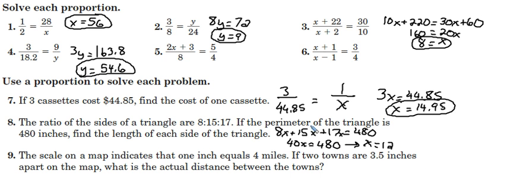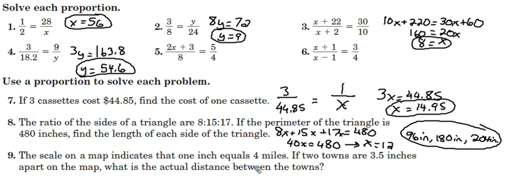We go back and take this 12 and plug it in for 8x, 15x, and 17x. And we get our answers 96 inches, 180 inches, 204 inches respectively. And those are the sides of the triangle.